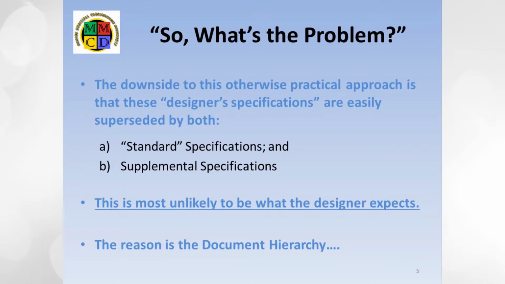MMCD General Condition 2.2.4 sets out the ranking of the documents in case there is contradictory information contained within them. As we'll see on the next slide, drawings rank below both standard specifications and supplementary specifications in the order of importance. This means that information in either of these two classes of specifications can overrule specifications written on drawings. I'm certain this is not what the designer intended nor wants.